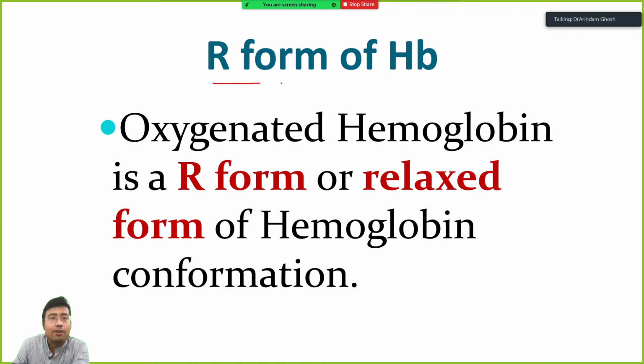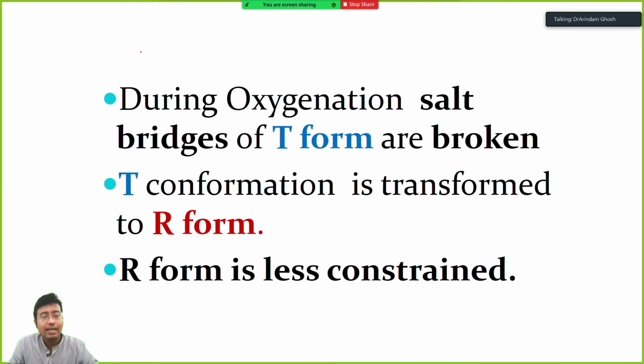Now let us look at the R form of hemoglobin, simply reversed. Okay. R form means oxygenated form of hemoglobin. Okay. R is a relaxed conformation, it is more relaxed, it is a planar conformation. I told you when oxygen binds, it pulls the iron into the same plane of the globins. Okay. And why does it happen? Salt bridges are broken. So during oxygenation, the salt bridges of the T form are broken and the T form is transformed to the R form. Okay, R form is less constrained, there is much less tension. This happens because salt bridges are broken down.